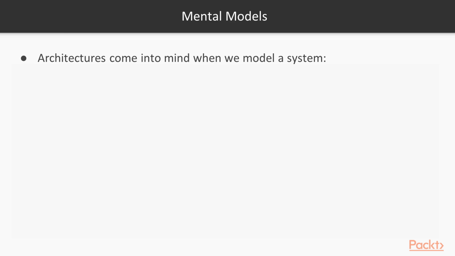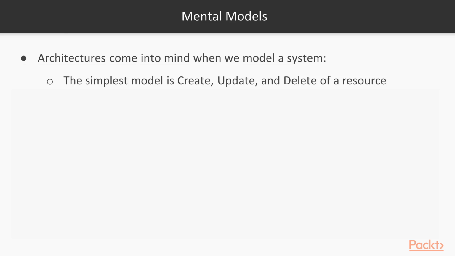So the first point to abstract when dealing with REST services is what the model behind the architecture is. Because architectures come into mind when we model a system, they are strictly related to the system that we want to model, but also to the experience and the abstraction that we have in our mind. The simplest model is thinking about a resource as an object that we can create, that we can delete, that we can update. So the simple model is the create, update, and delete of a given resource.